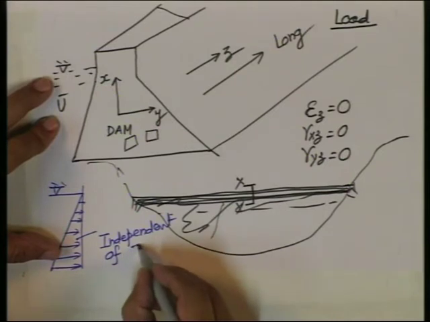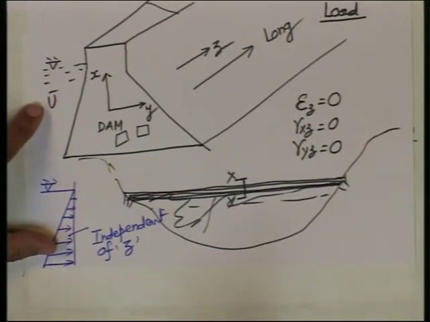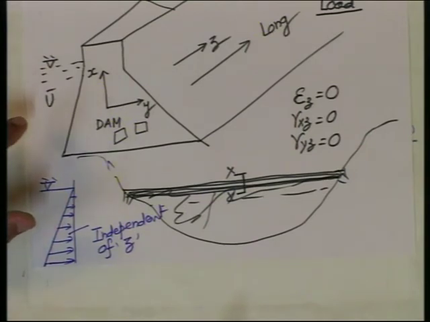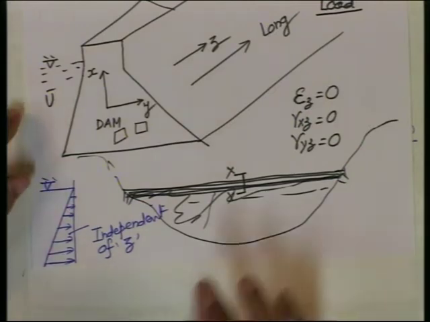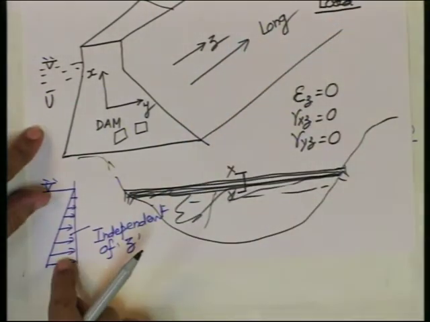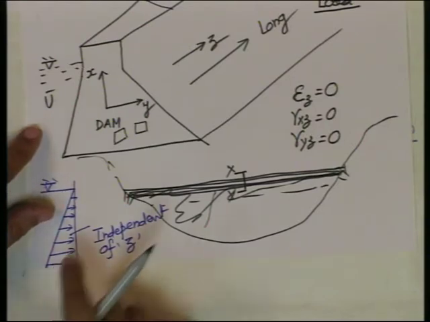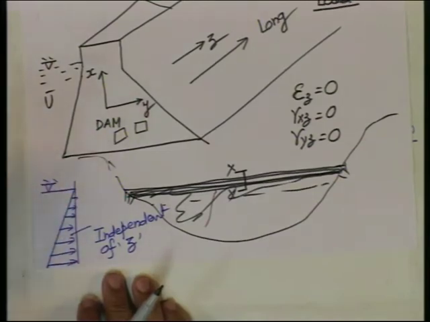It does not change with Z. Along the length it more or less remains the same. Plus there is no component of load in the Z direction. They are all confined only in the xy plane. So if this condition holds, there are two facts: one is the geometry, the dam should be like this, and the other is that the loads are acting like this.